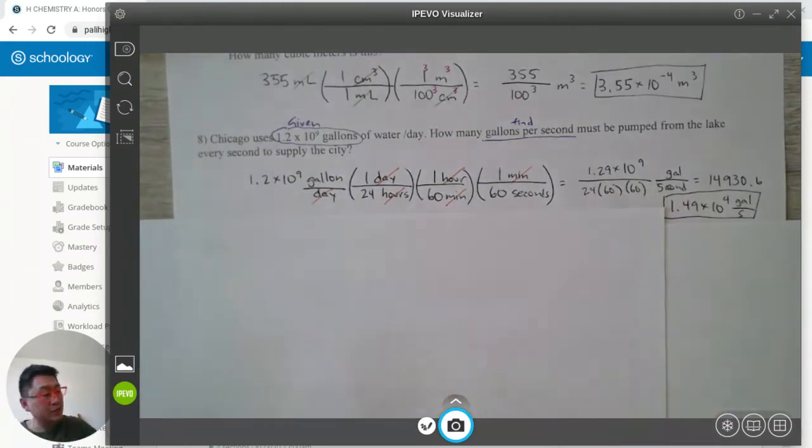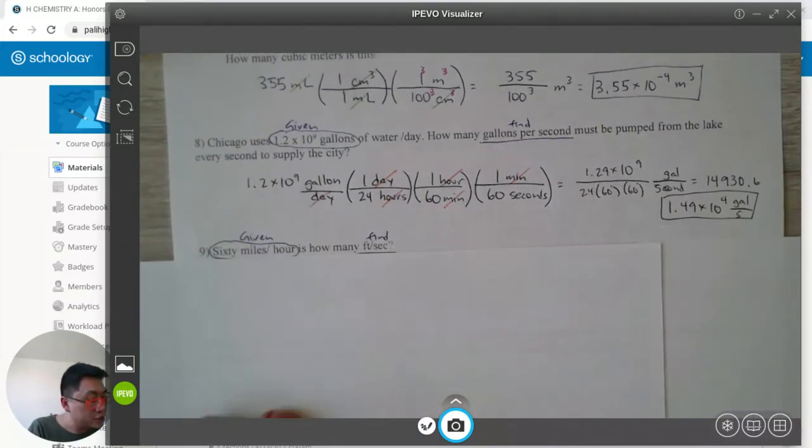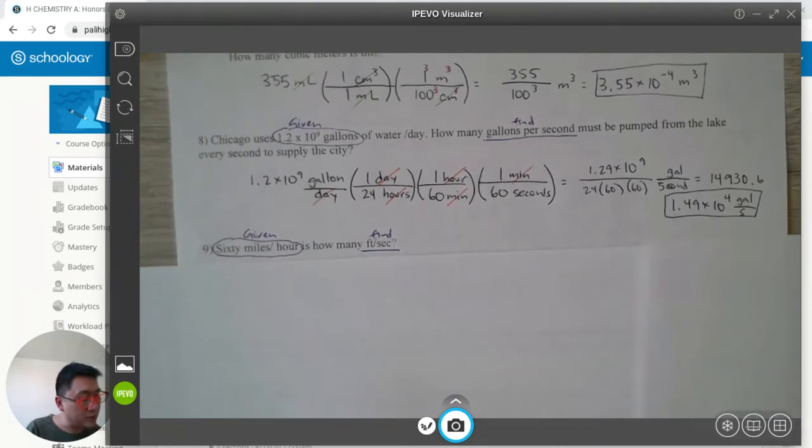Okay, let's go on to the next question. Question number 9. Question number 9 says, 60 miles per hour is how many feet per second? So my given is 60 miles per hour.